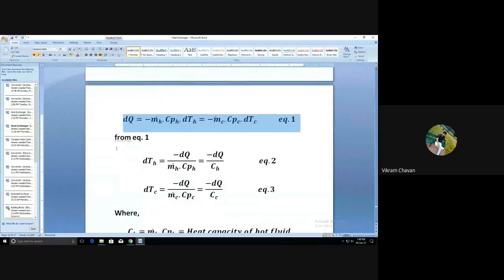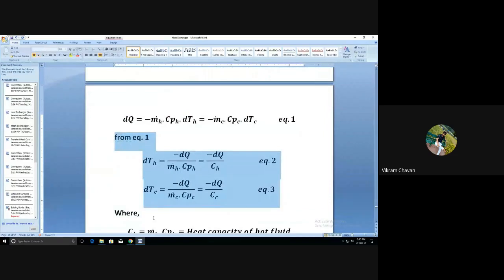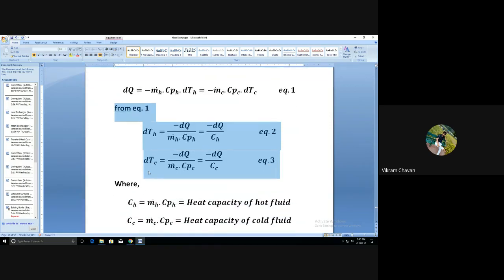Okay, then from equation number 1 we can write dTh will be equal to minus dQ divided by m_h dot multiplied by Cph, and that will be equal to minus dQ divided by Ch. We have to consider this equation as equation number 2, and dTc will be equal to minus dQ divided by m_c dot multiplied by Cpc, and that will be equal to minus dQ divided by Cc. Okay, and we have to consider this equation as equation number 3.